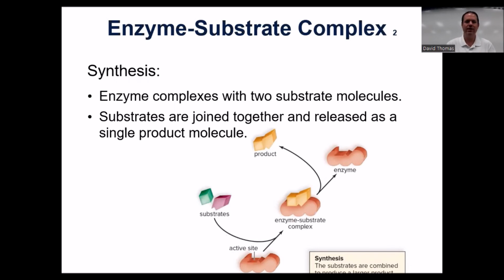If you don't have enough enzyme present, then it doesn't matter how many more substrates you add. You're not going to speed up that reaction if you don't have enough active sites to bind to. But provided you have plenty of enzyme active sites, then by having more substrates, you can actually produce more products.